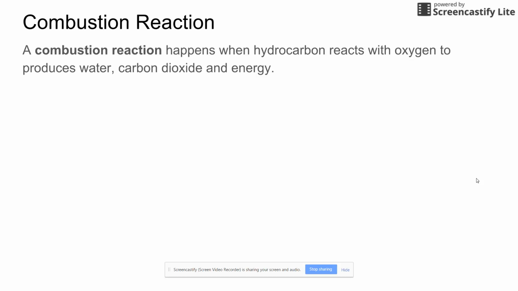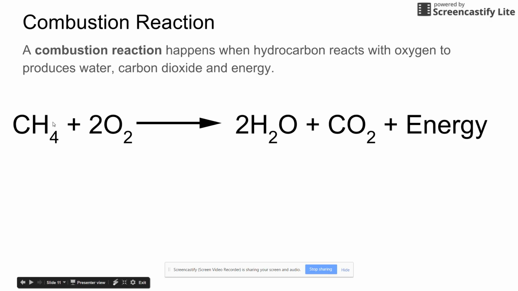Lastly, combustion reaction. We talked about this a lot. It's when you mix any kind of hydrocarbon, in this case it's a fossilized hydrocarbon, methane. It combines with oxygen in the presence of heat, and it produces water, carbon dioxide, and releases energy.